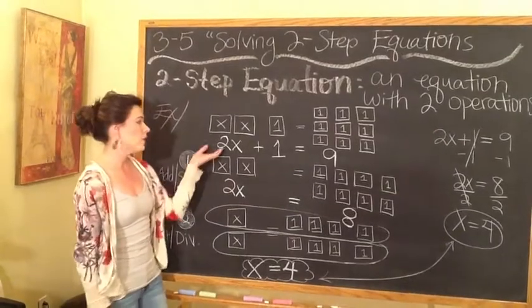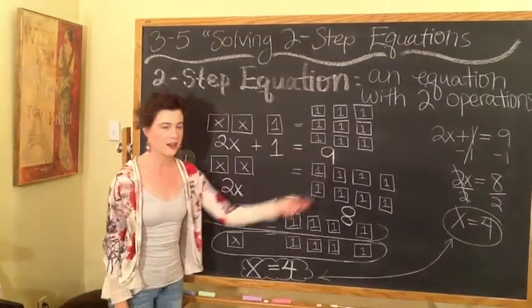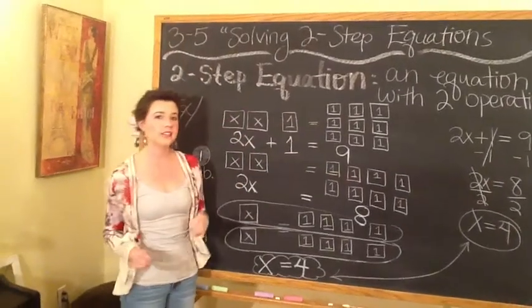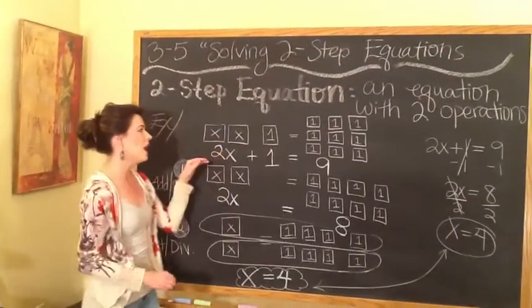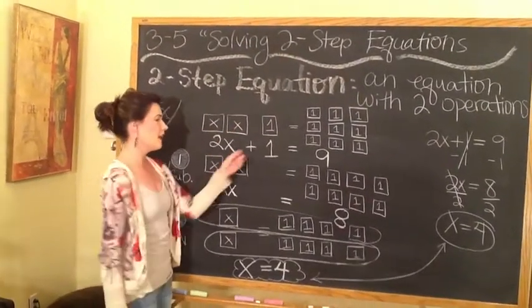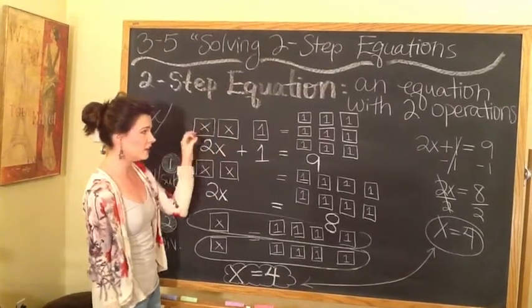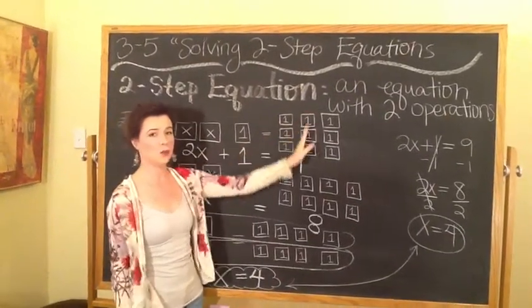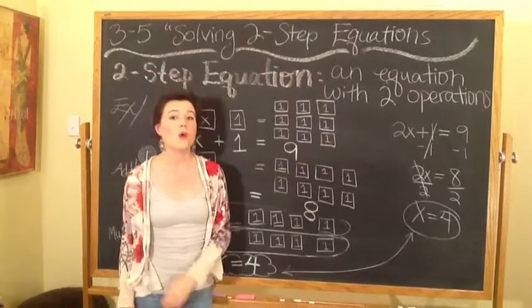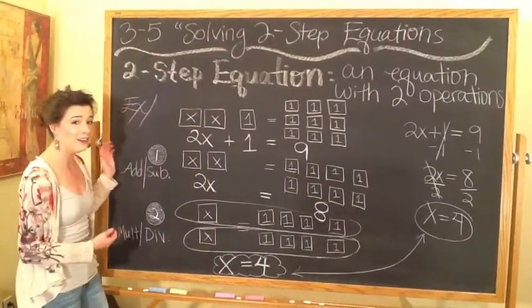Up here we have the equation 2x plus 1 equals 9. To visually display this equation, I have two x's, so 2 times x, and then I have 1. Together that is going to give me 9 ones, or 9. The first step we need to do whenever we're doing two-step equations is add or subtract.